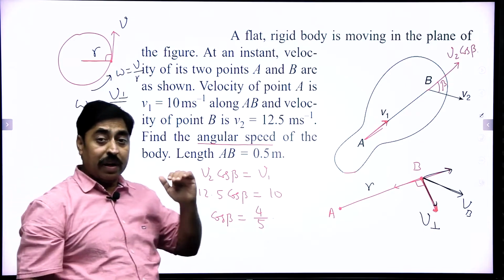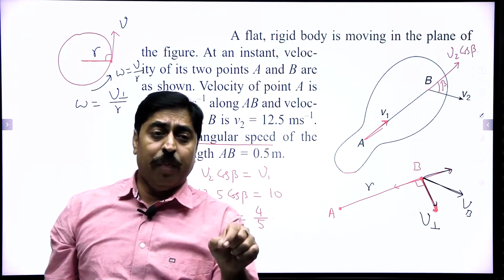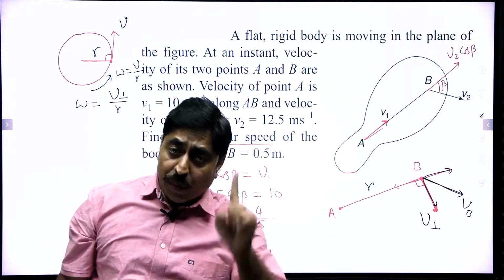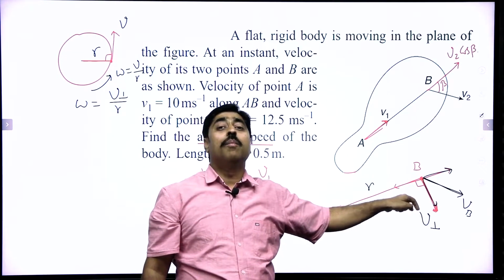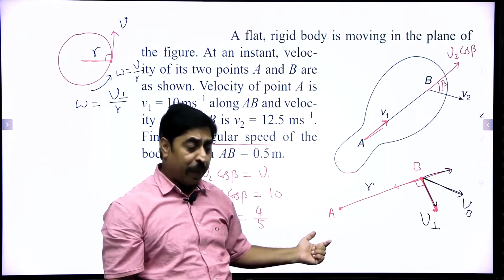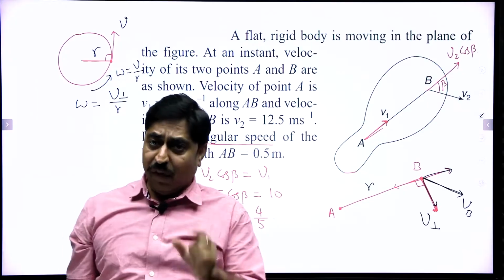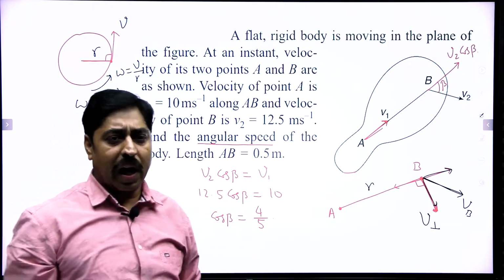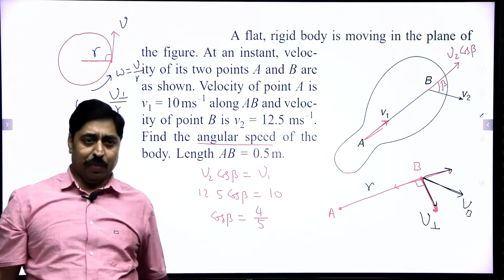So, if there is a question which asks you to find the angular velocity of point B with respect to A, you must try to find what is the velocity component of B perpendicular to line AB with respect to A. Find that velocity, divide it by r. R is the separation between A and B. That is the angular speed of point B with respect to A.